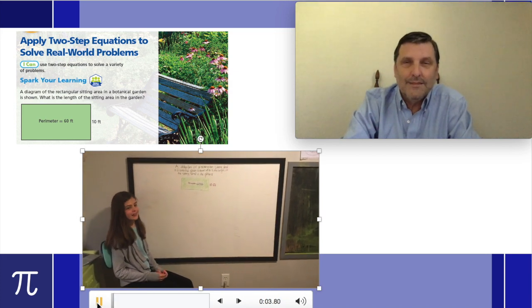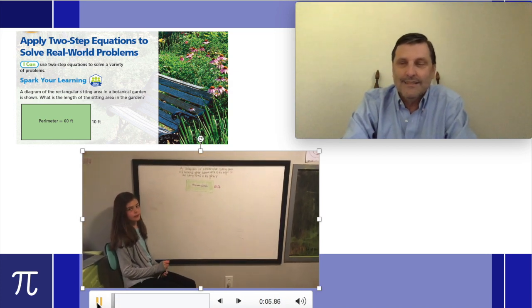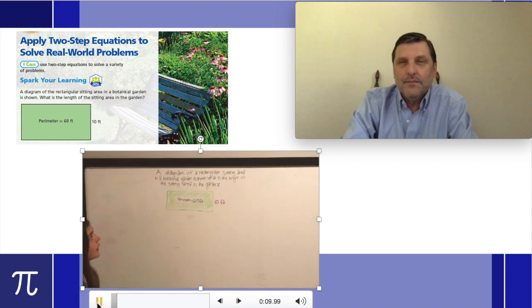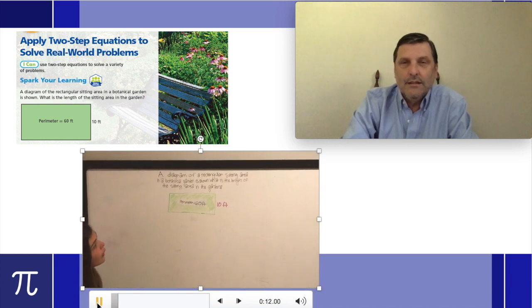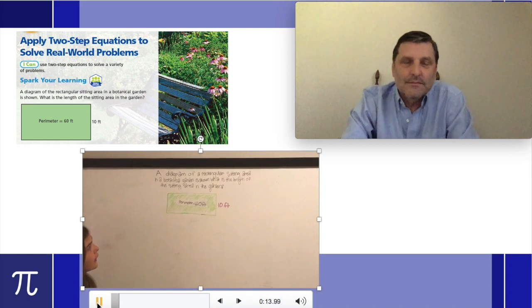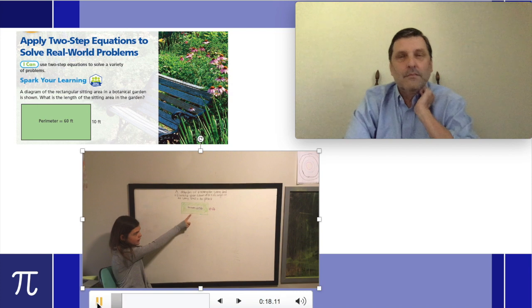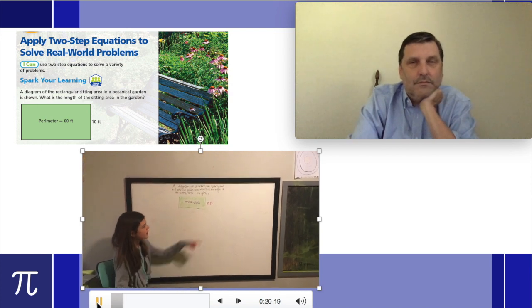Hi, my name is Charlotte, and I'm going to be a 7th grade student at Bearden Middle School. Today, the problem is a diagram of a rectangular sitting area in a botanical garden is shown. What is the length of the sitting area in the garden? So I know that my total perimeter is 60 feet, and that one side of my width is 10 feet.